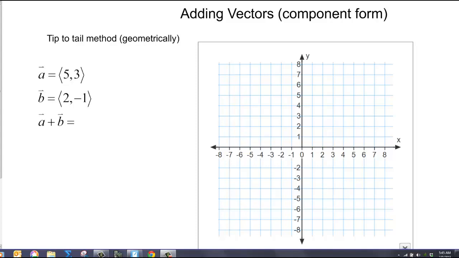So we have a pretty short lecture today. We're going to take and add some vectors, and we're going to start by doing this in component form. What I thought I'd do is I'd do it geometrically first and then show you the algebra behind it. They kind of follow hand in hand.